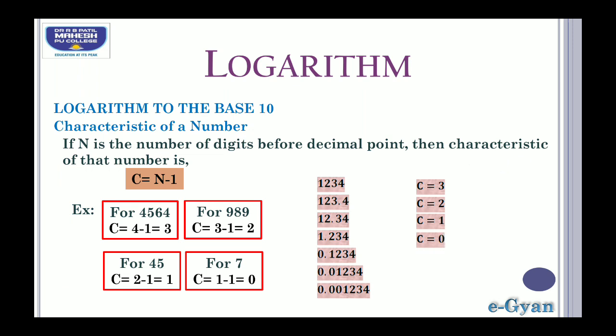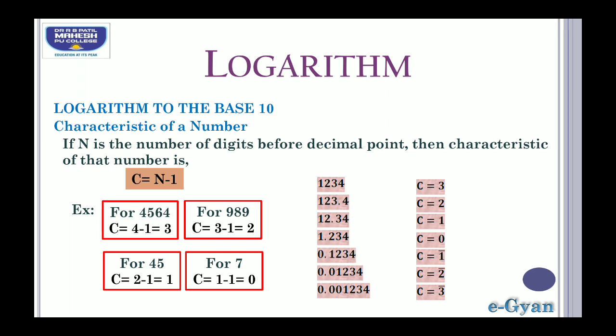For 0.1234, the characteristic is bar 1. For 0.01234, the characteristic is written as bar 2. For 0.001234, the characteristic is written as bar 3.